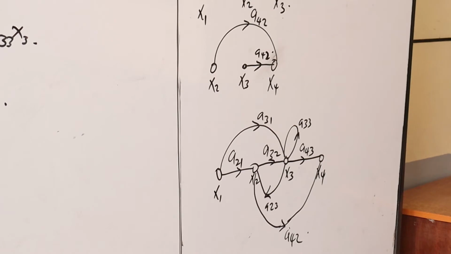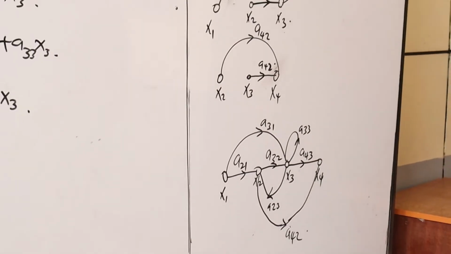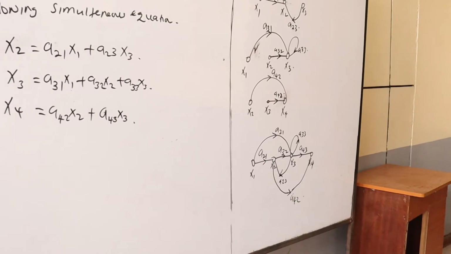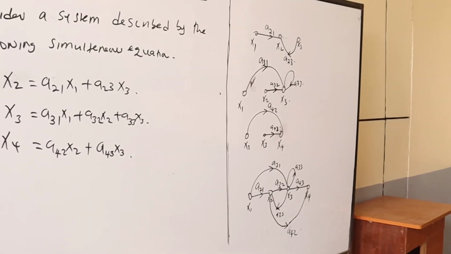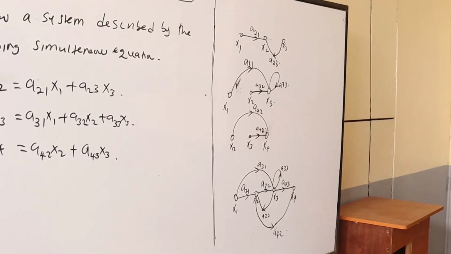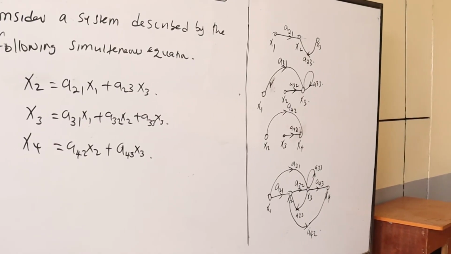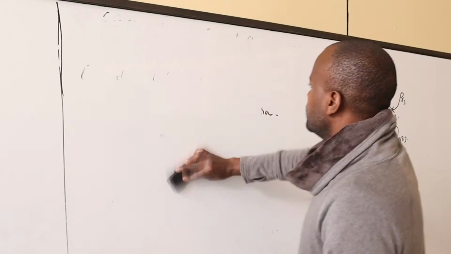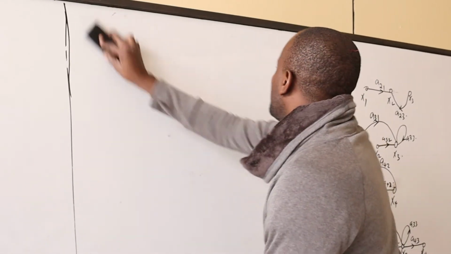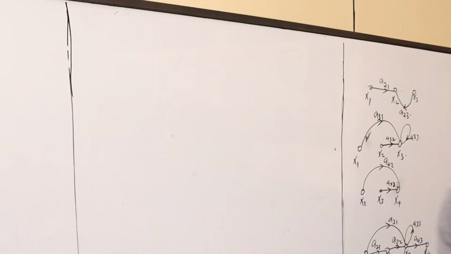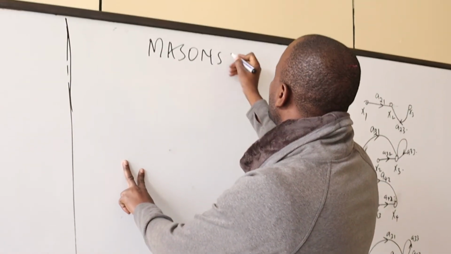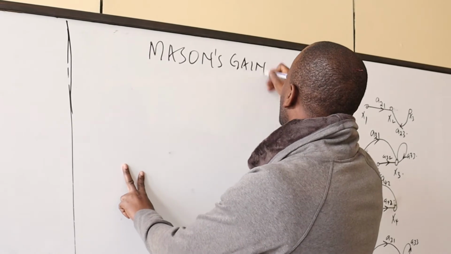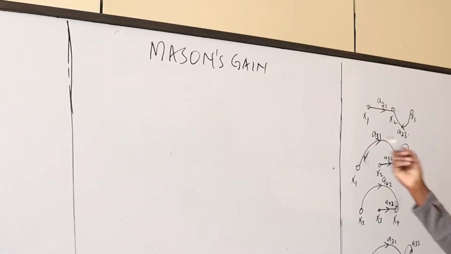So after getting the final signal flow graph, if you have these particular gains, then the overall gain for this input may always be obtained by what we call the Mason's gain formula. And that is what we are going to talk about next. So let's talk about the Mason's gain formula. Some people usually call it Mason's gain rule, or we can talk of it as the Mason's gain rule.